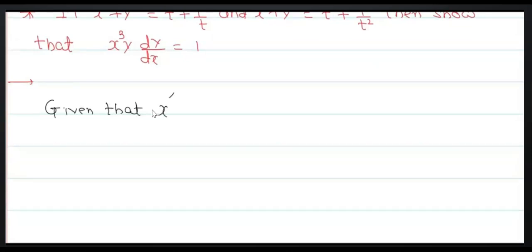Given that x raised to 4 plus y raised to 4 is equal to t square plus 1 upon t square. This is the first.